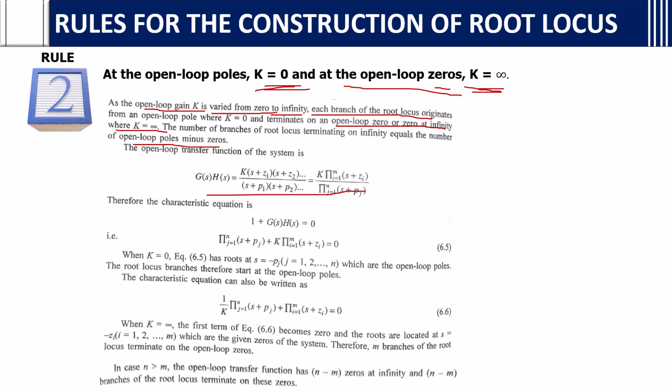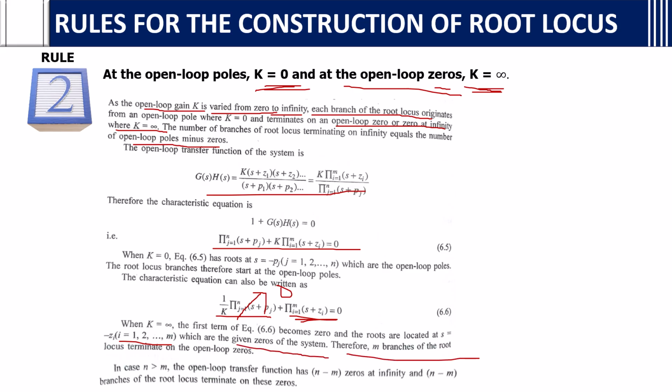For zeros, what we can do is take k common. When you take k common, you divide by k, giving 1 by k plus the zeros term. As k is taken out, it is sent to the right side, and anyway it is 0, so k will be gone. Now if you put k equals infinity, this becomes 0 and you are left with the zeros. So s equals minus zi, i equals 1 to m, which are the given zeros of the system.